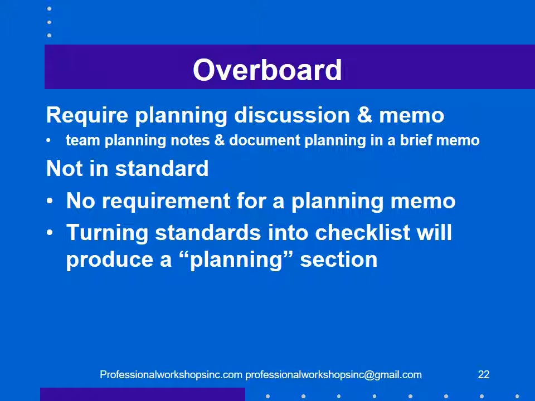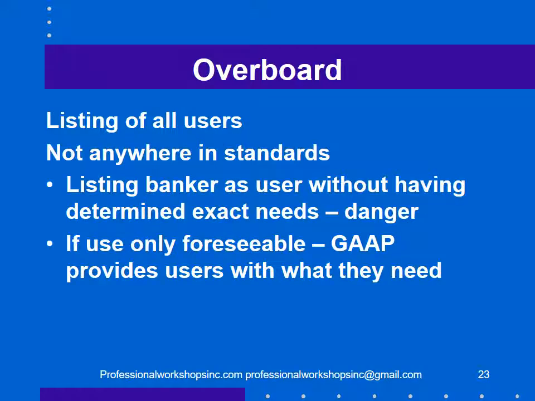For instance, in both an audit and a review, you should know what kind of business the client is in. And I would argue that that's planning. So having a checklist that's organized with that stuff at the top will result in planning documentation, but you don't need to write a planning memo, and you don't need to have a planning discussion with your staff and document that. The other thing I've seen, list all users.